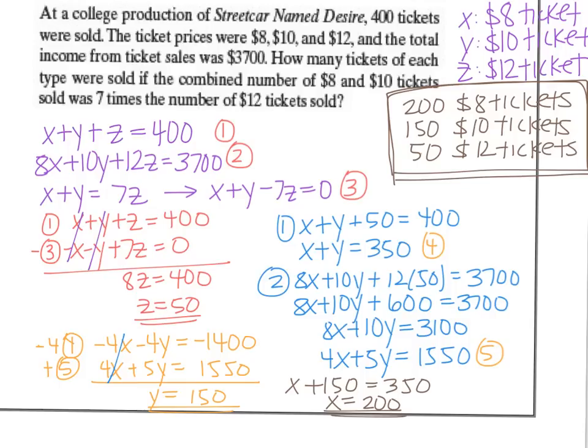And then I know that the combined number of $8 and $10 tickets was 7 times the number of $12 tickets sold. So the combining of 8 and 10 is 7 times as many as 12. So when I make it equal 0, so I can have all the variables on one side and all the numbers on the other, it gives me this. And then you can follow my math and see that we sell 200 $8 tickets, 150 $10 tickets, and 50 $12 tickets.